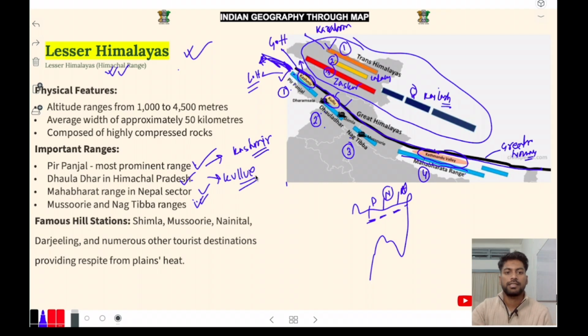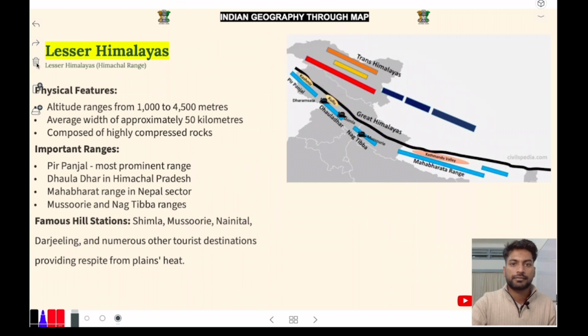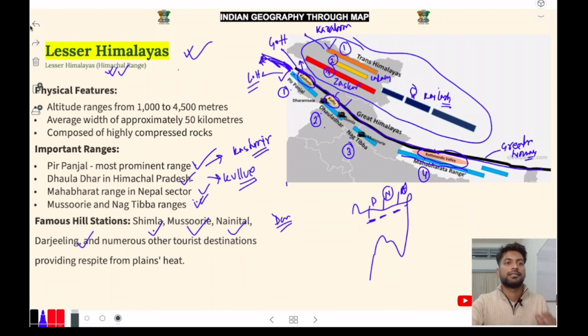Got it? And some of the famous hill stations are there also. Simla, देखो, in Lesser Himalaya, you see lots of hill stations: Simla, Mussoorie, Nainital, Darjeeling, like this. So these are your hill stations. Got it? So Lesser Himalaya समझ में आ गया? Okay, chalo. Next.